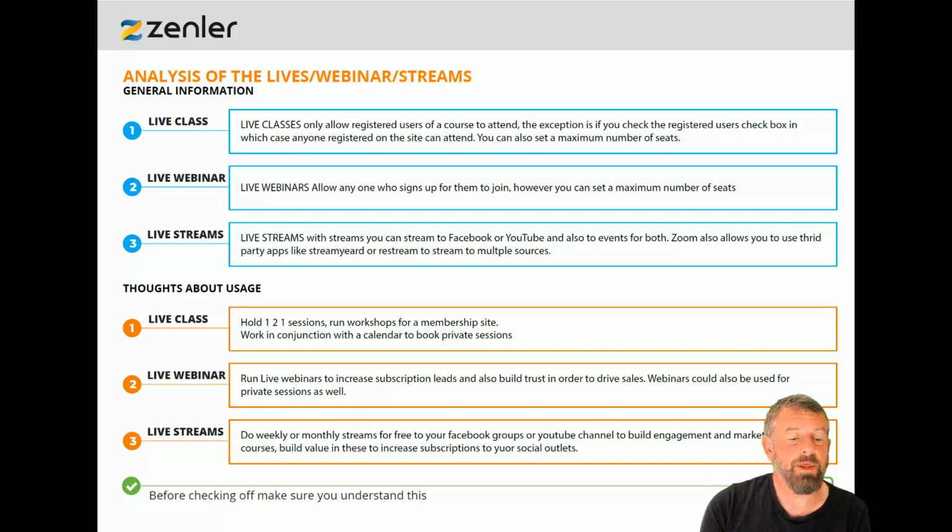Okay, so let's have a think about the usage of these different options. Live classes can be used to hold one-to-one sessions. You could also use them to run workshops for a membership site. Of course, with live classes, you can pick the courses that people can attend. So if you've got a membership site, you just pitch the membership site, and then you could run live workshops inside of your membership site and your members would have access. They work in conjunction with a calendar to book private sessions as well. You could set up a calendar and then externally run things like Zoom. If you've got a pro account, you could run it from a calendar then. So that's what live classes are all about.